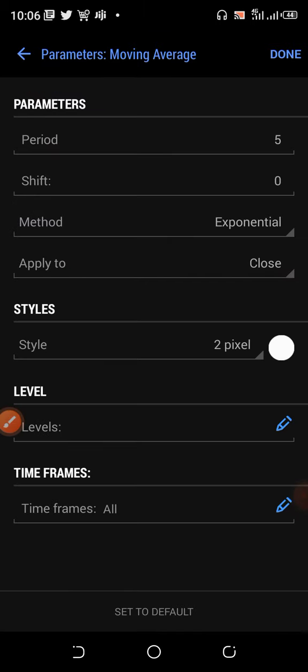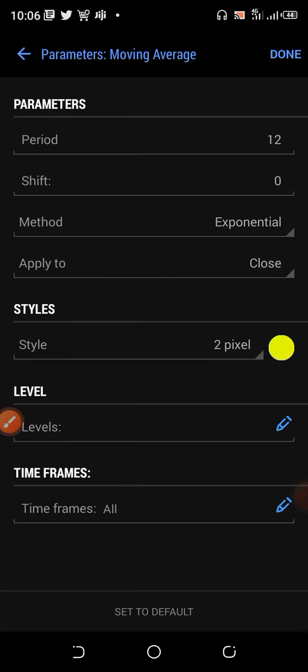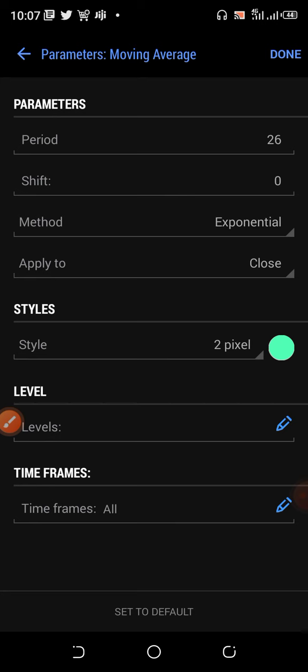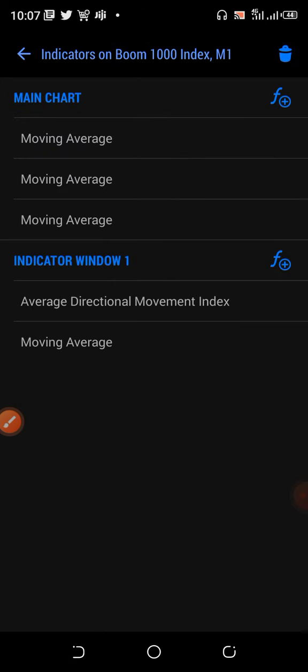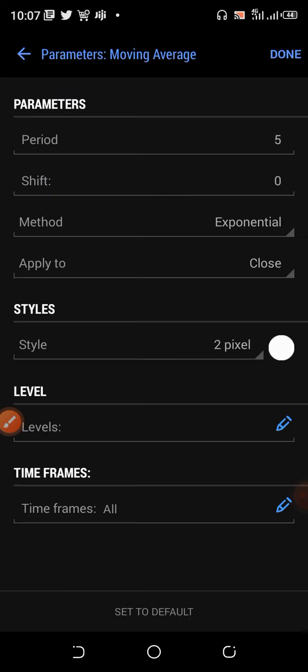Moving average 5, moving average 15 and 12, that is the second moving average. Then moving average 26, that is the trend moving average. Then the directional movement, the directional average is 92. Then the moving average is 5, exponential. That is how simple this thing can be.